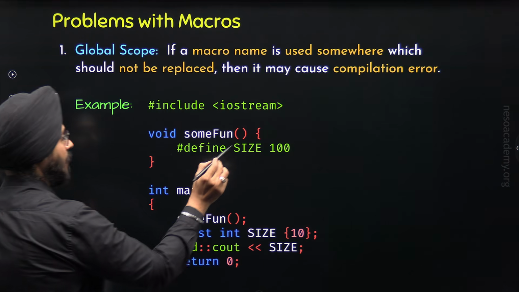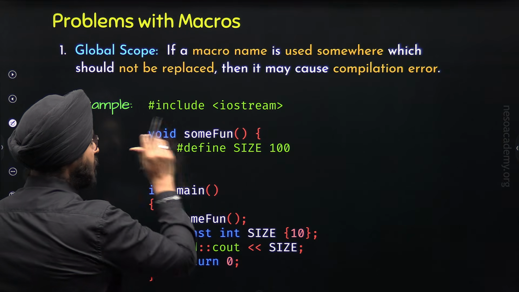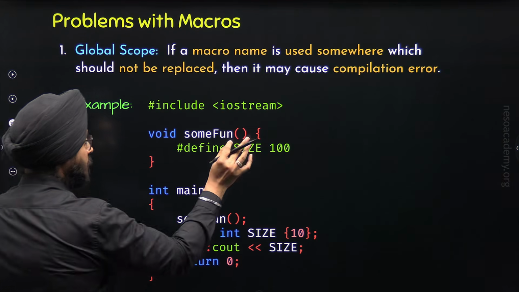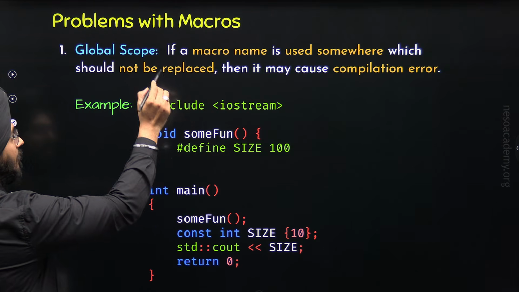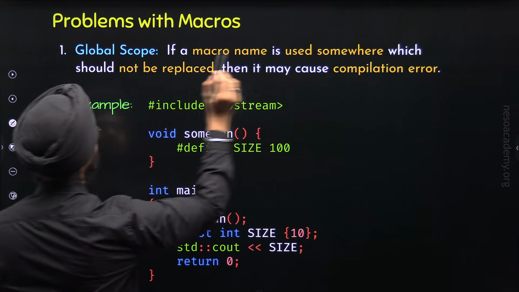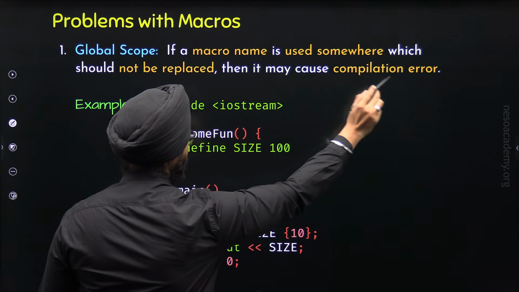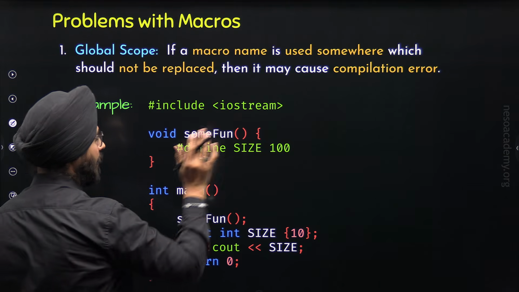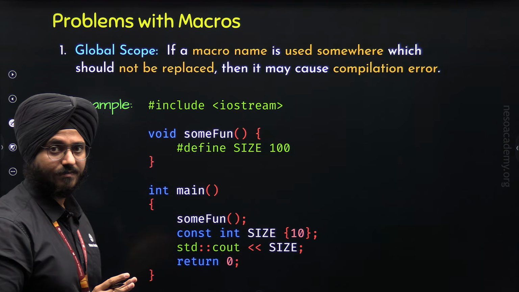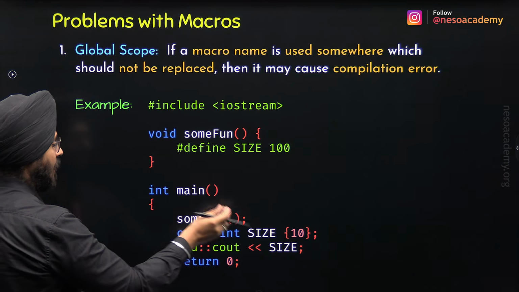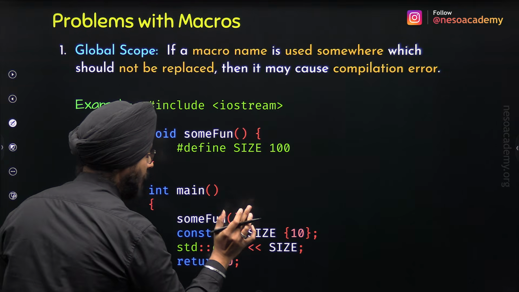This is because this macro name cannot be used in this code. This macro name is visible to the entire program. We cannot use the same name here to define this constant variable. This is what I have mentioned here. If a macro name is used somewhere which should not be replaced, then it may cause compilation error. We know that preprocessor will handle the macro. So this SIZE will be replaced by 100 by the preprocessor. This does not make sense. We cannot have the name as 100 for the constant variable. Therefore, we will get compilation error from here.